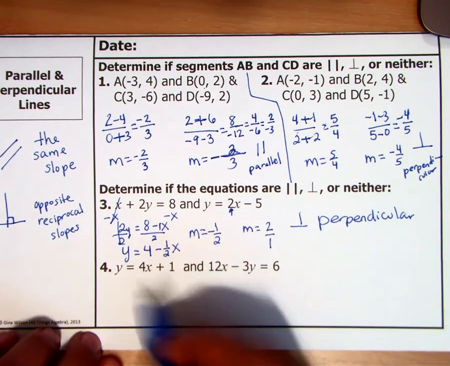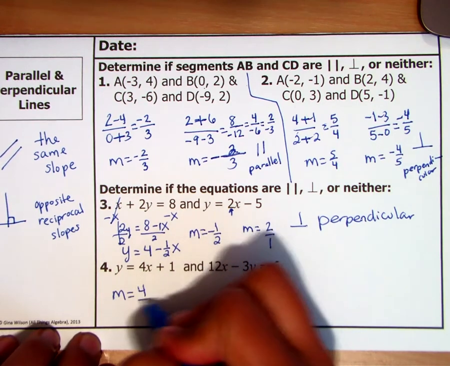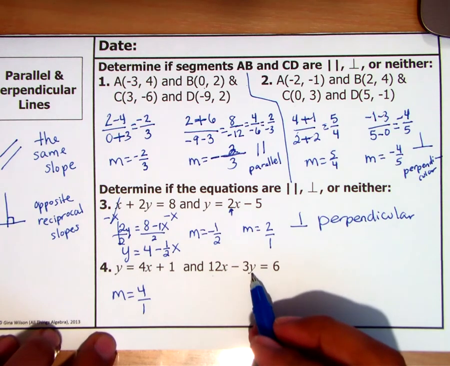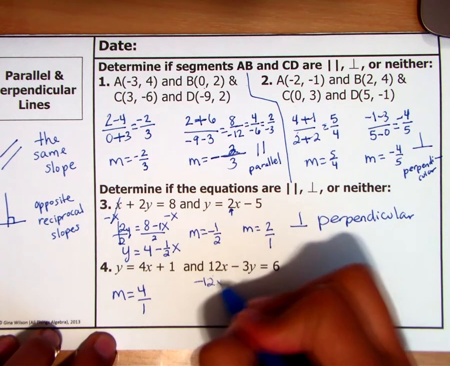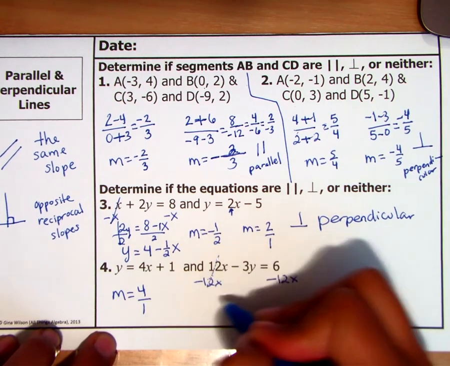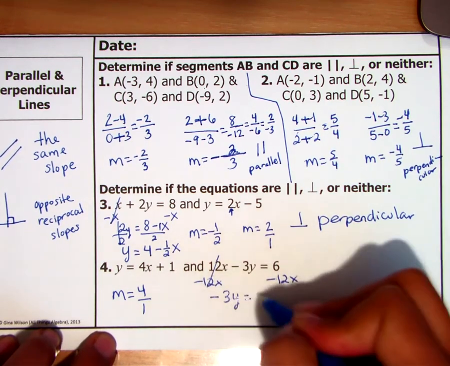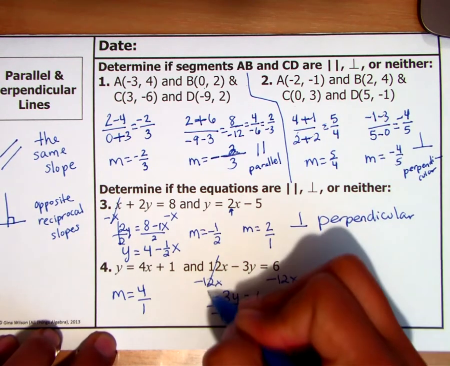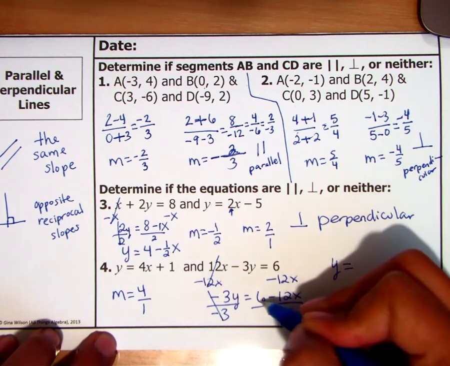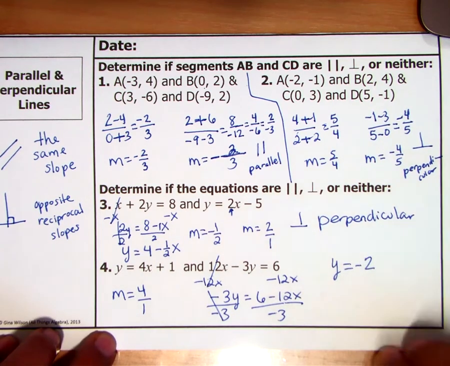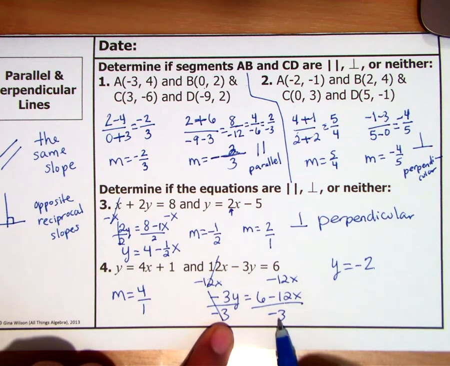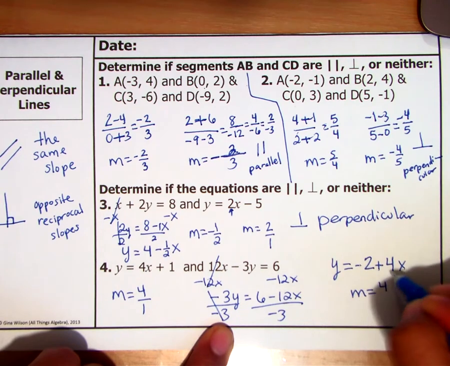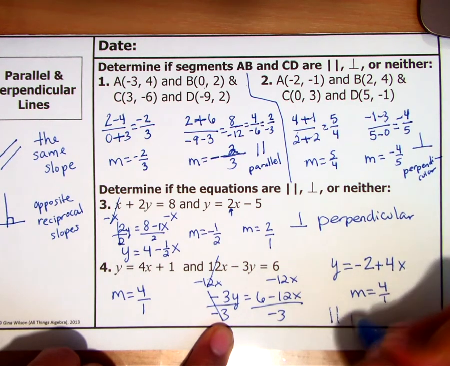On the next one, I know the slope for this one is 4, or you can say 4 over 1. But what's the slope of this line? Y has to be by itself, so I need to subtract 12x. And I have negative 3y equals 6 minus 12x. Then I divide by negative 3. So I have y equals 6 divided by negative 3 is negative 2. And negative 12 divided by negative 3 is positive 4x. So the slope for this one is also 4 or 4 over 1. So these are parallel.